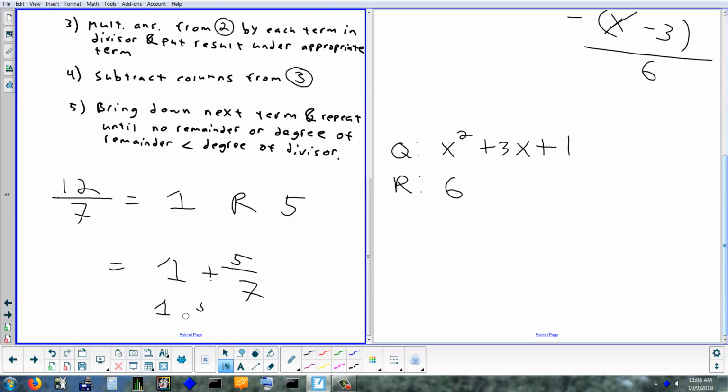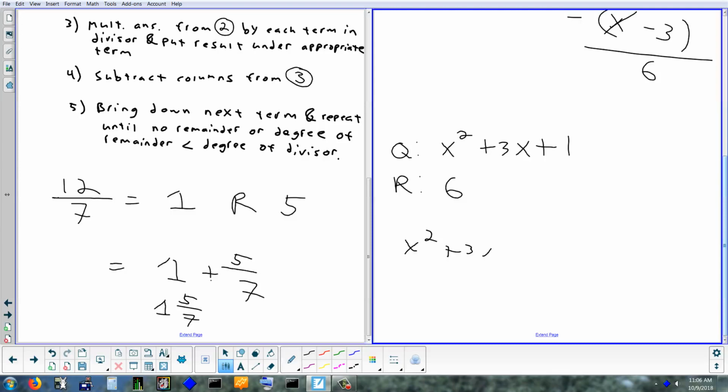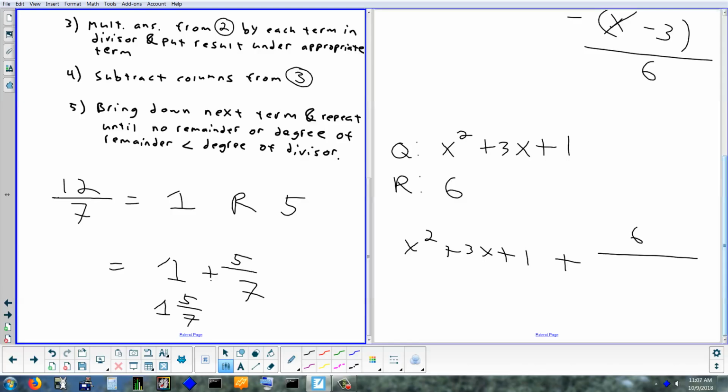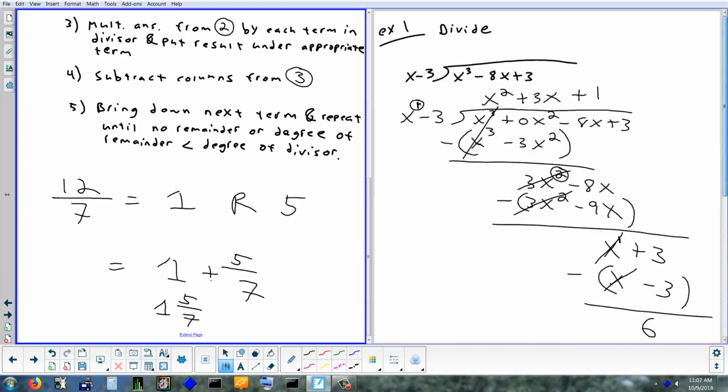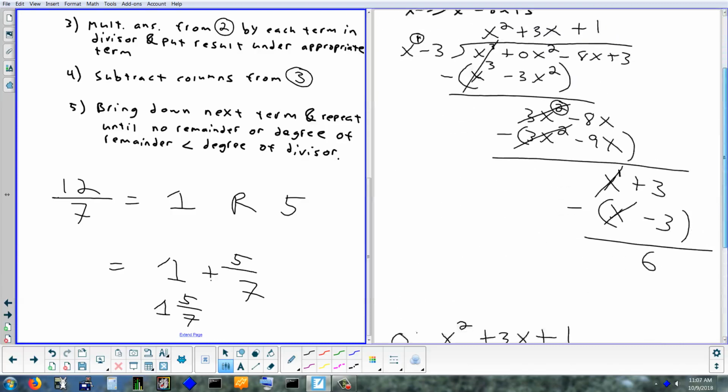Oh, I can do exactly the same thing here. I can take my quotient, x squared plus 3x plus 1, plus my remainder, which in this case is 6, over my original denominator. So if we go back up, the original thing that we were dividing into it was x minus 3.